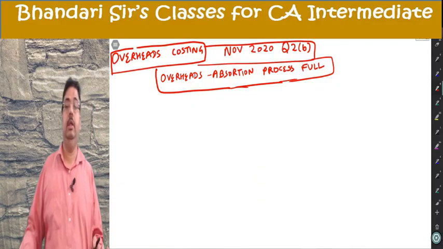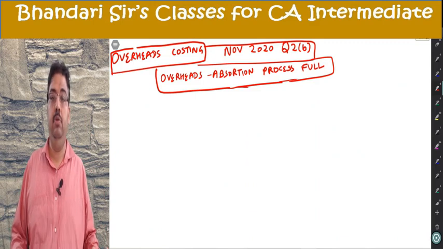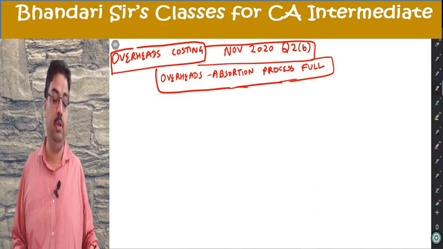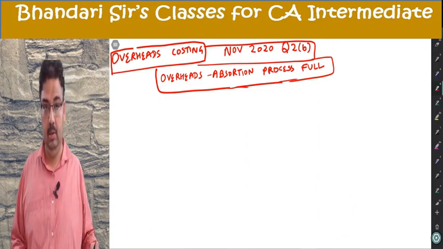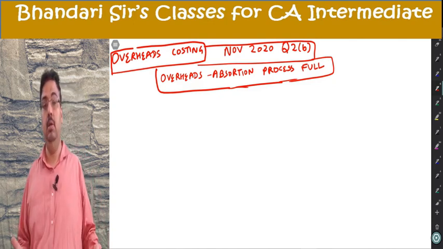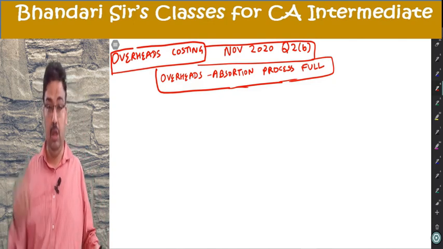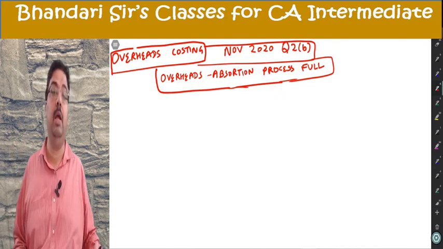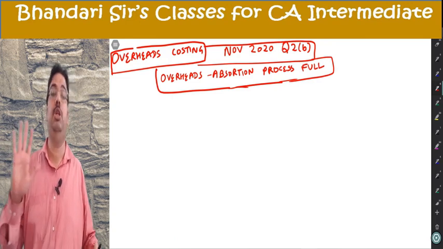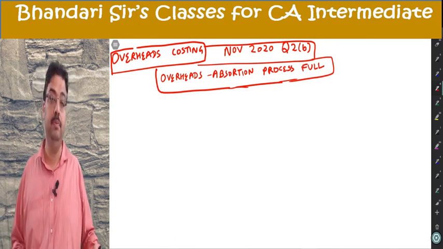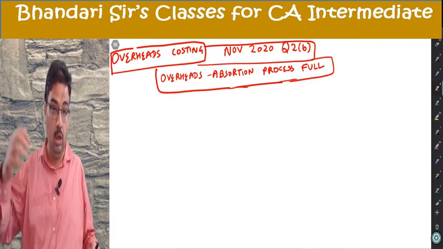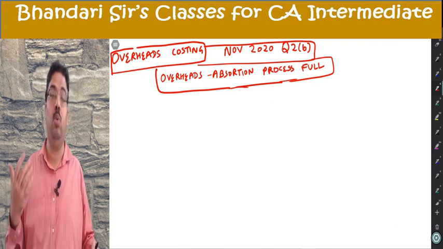In overhead costing, the only question which includes the full overhead absorption process is November 2020, question number 2, part B. It wants you to make a primary overhead distribution summary and a secondary overhead distribution summary using either repeated redistribution or simultaneous equations, then reach the absorption rate and charge it on jobs. All the long process is included in this one question.